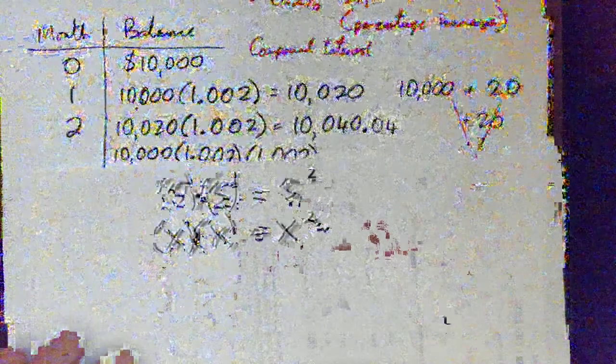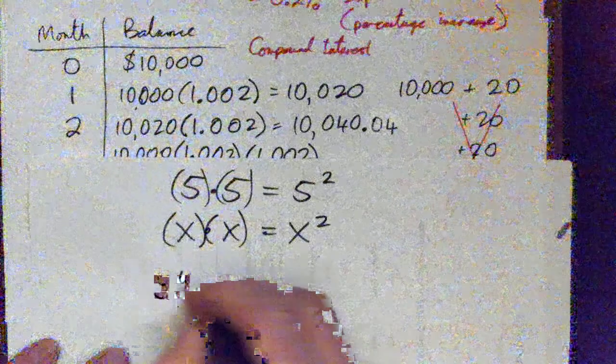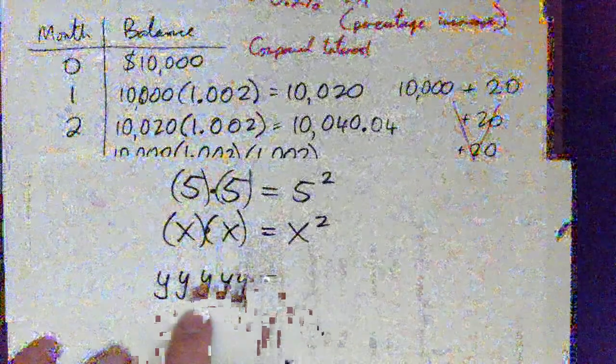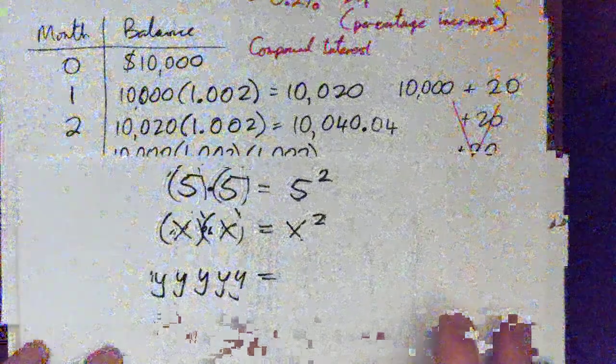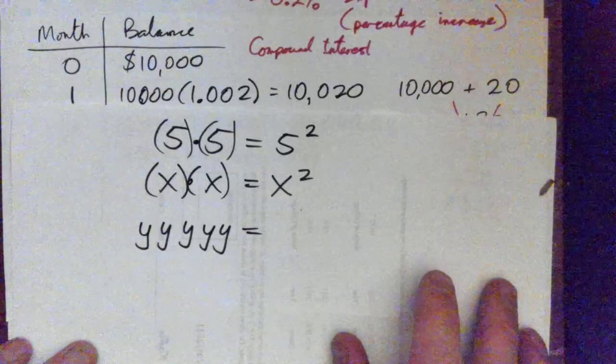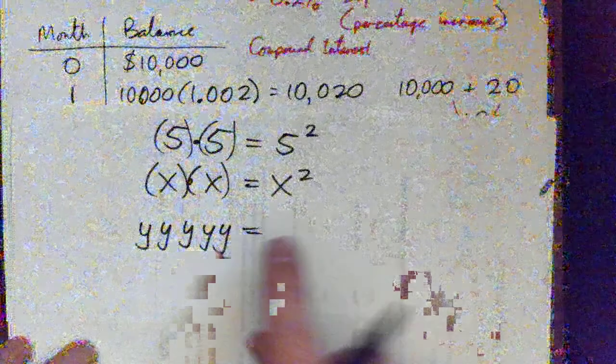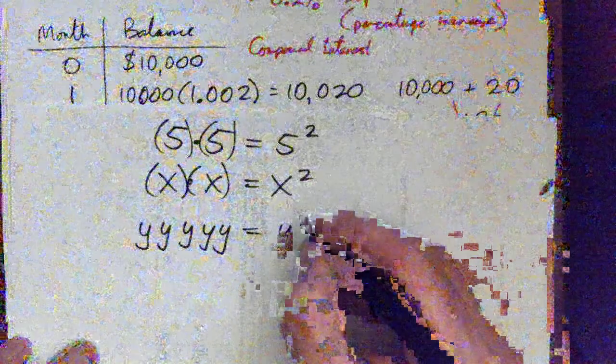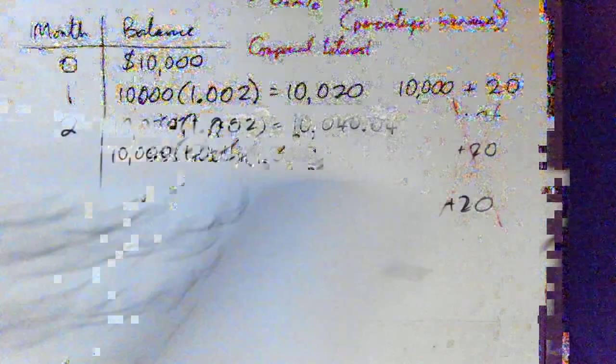Or write this down for fun. If I've got y times y times y times y times y, I got 5 of these. How can I simplify that? Just write it down. Don't shout it out. Y times y times itself 5 times would be y to the power of 5. Good. So that comes up a lot in this class.